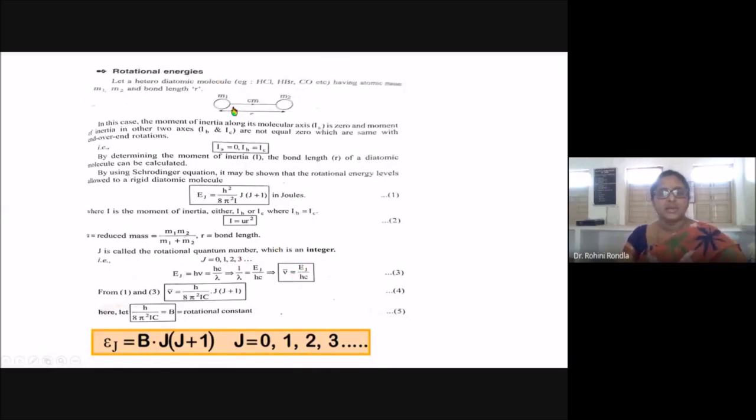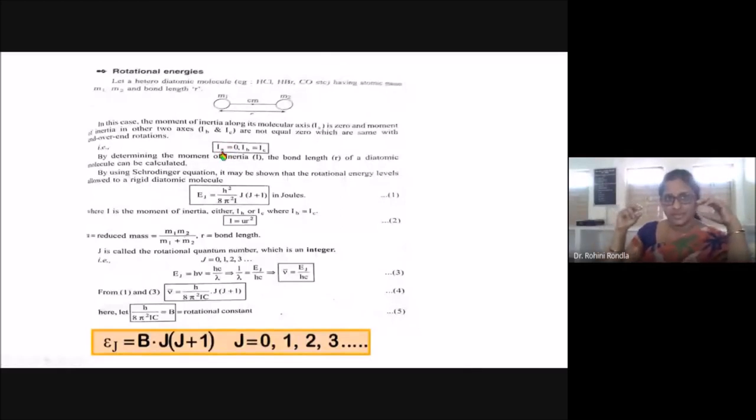Okay, see this. M1 and M2 are the masses of hydrogen and chlorine, let us assume. R is the distance between two atoms. Now you know what is the shape of the HCl molecule? Linear. For a linear molecule, IA is equal to 0.